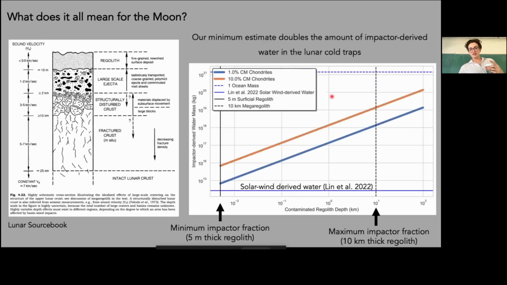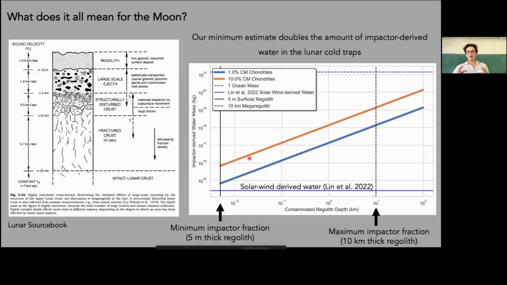So this plot on the right is showing this systematic here. This is a bit of a complicated plot. We'll show this step by step here. So what we're saying is that we can resolve a 1% CM chondrite-like fraction in the material. We can either treat it as a 5-meter thick regolith at the low end here, or a 10-kilometer thick megaregolith on the high end here. This teal bar is showing us the impactor-derived water mass delivered by CM chondrites of a 1% mass fraction, and the orange is showing us a 10% mass fraction. Just the hypothetical of let's turn the knobs to the extreme. How much water do we bring?